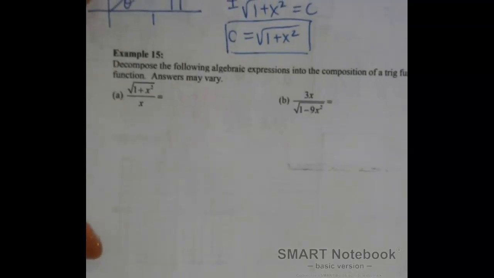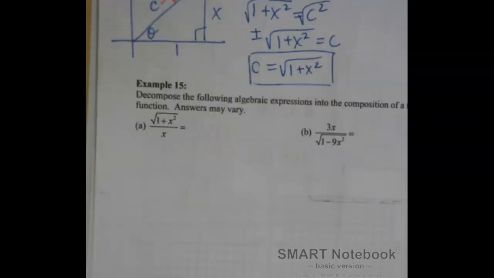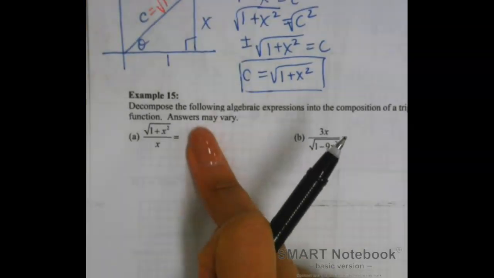All right, question 15. For this question, it says decompose the following algebraic expressions into compositions of a trig function with a trig inverse function. Answers will vary. Let me be very clear with this. Answers may vary is not an answer you can put on a test or a quiz. I actually want an answer. So please don't tell me answers will vary.